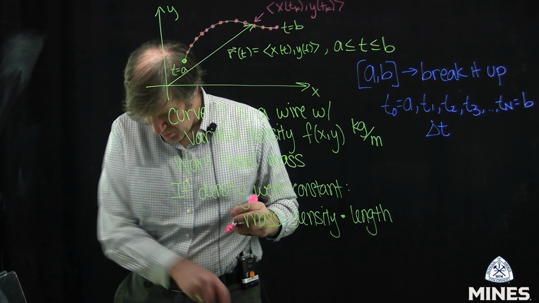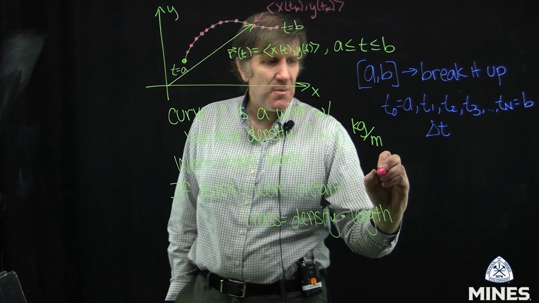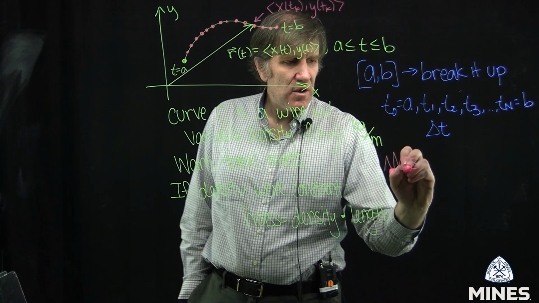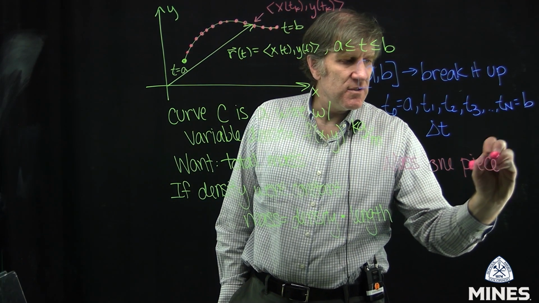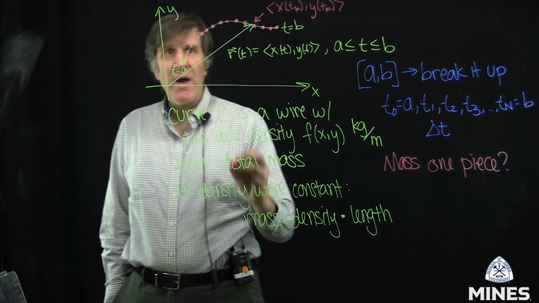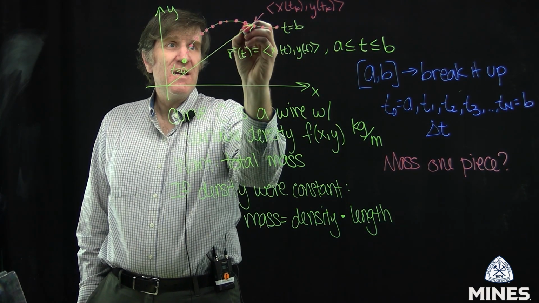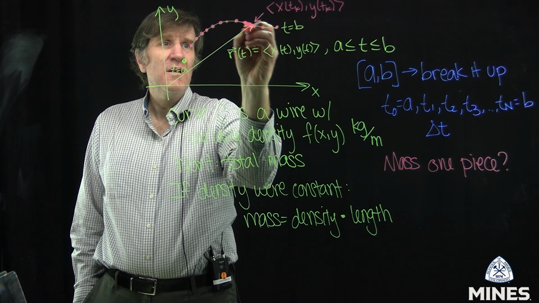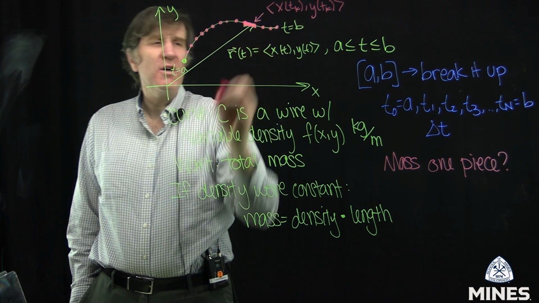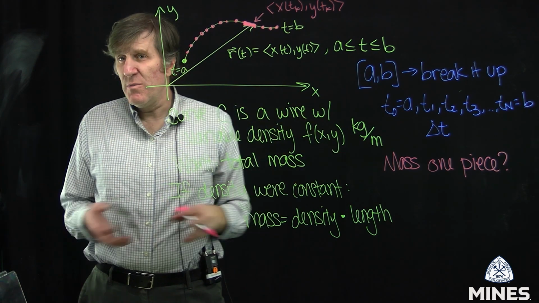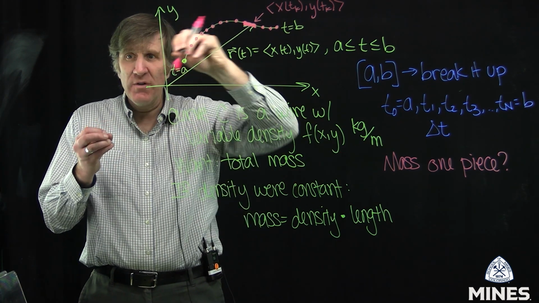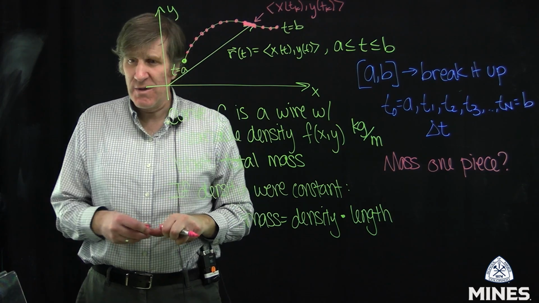And the question we're going to ask is, what is the mass on one piece? We'll break this down into a manageable chunk and say, let's take this piece right here. What is the mass of the wire over that one piece of the wire? Then the idea is going to be familiar to us. We're going to add up all of the masses of all the pieces to approximate the total mass.